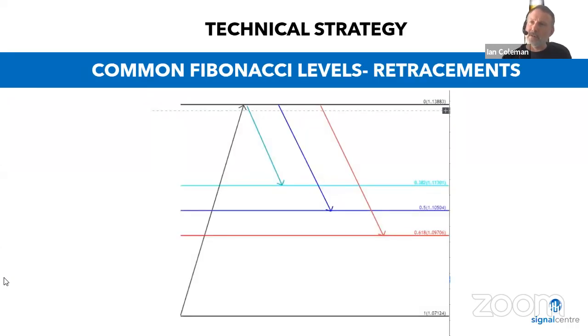So the retracement levels, like we're saying, 38.2, 50%, 61.8%. Now these are the common retracement levels. So again, going back to Elliott wave, the second wave retracement is normally between 50 and 61.8%. The fourth wave retracement is normally to 38.2%.